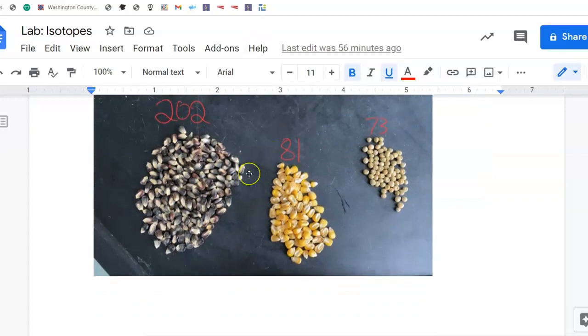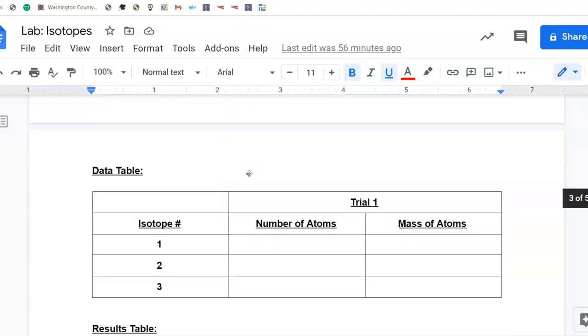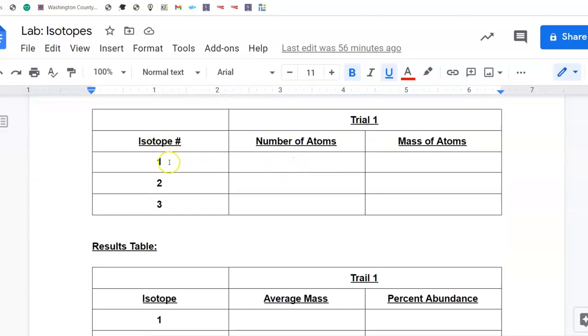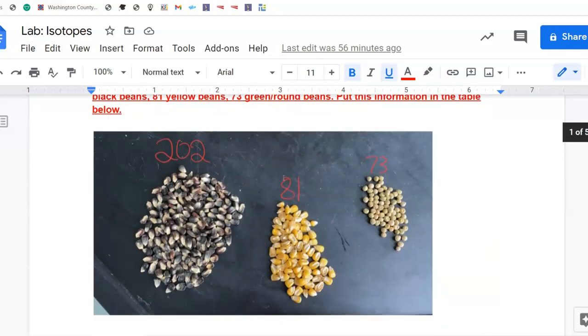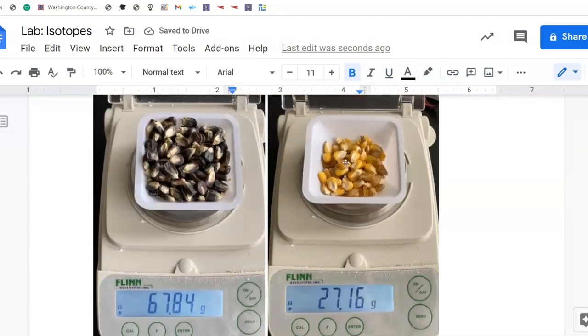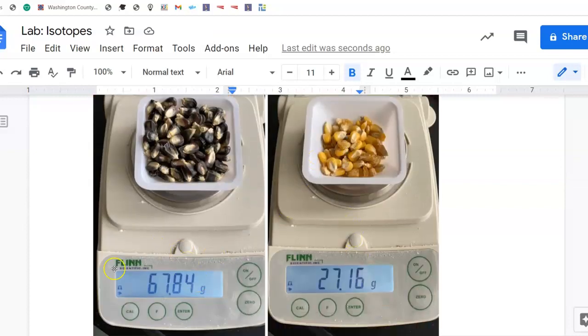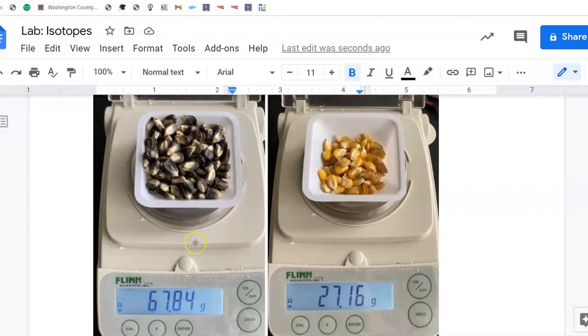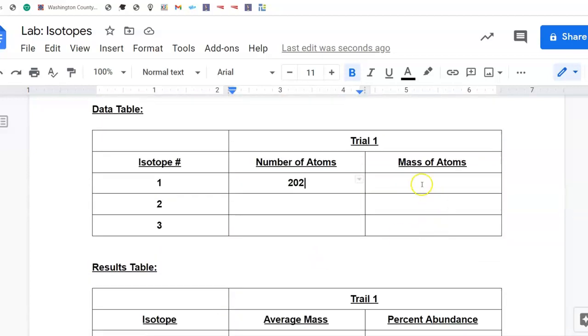Down here in your data table where it says number of atoms, for isotope 1, you have to decide which one you want to be 1. If you want it to be the black beans, then you would type in right here 202. And then for the mass of the atoms, I went ahead and took pictures of what these weighed on the balance for you. For example, the black beans would be 67.84 grams. So you would come down here and put your 67.84 grams, and you would do that for the other two as well.